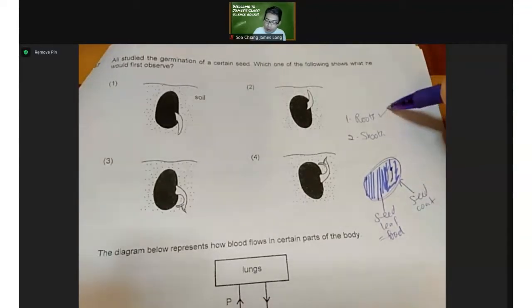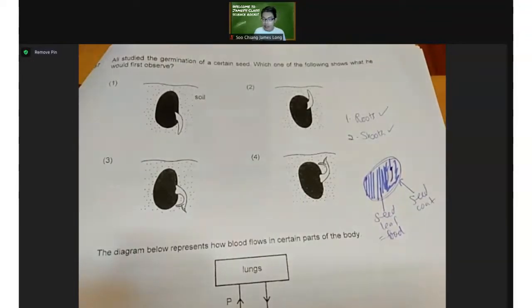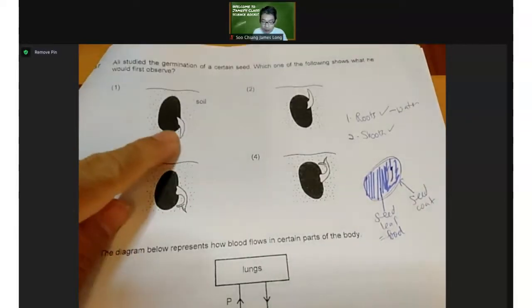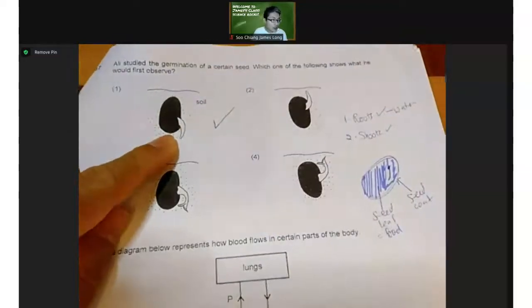Sequence: roots, shoots. If you can't remember which one comes first, think in terms of, well, it has food, so it doesn't need to grow shoots and after that grow leaves first, but it needs water first, and that's what the roots are for, water. So therefore, which one comes out first? The roots come out first to absorb the water. Answer is 1 for question 37.